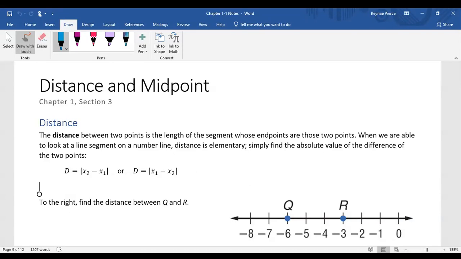The last section of this first part of chapter 1 that we are going to cover talks about distance and midpoint. Okay. The distance is the length of the segment whose endpoints are 2 points on a coordinate plane. Okay.